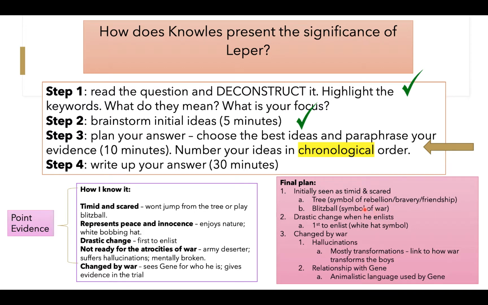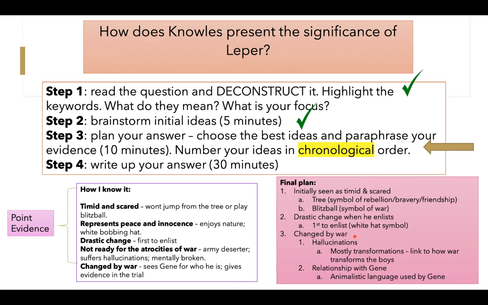My second point, the drastic change when he enlists. I'm going to talk about how he was the first to enlist, that's my evidence, but I'm also going to talk about the white hat. Now, I actually haven't looked back at the novel myself when I've been doing any of this lesson, so I can remember the white hat. I can't remember the exact phrase, but I can remember that, so I'm going to talk about how that is a symbol, and then I could even talk about the connotations of the word white.